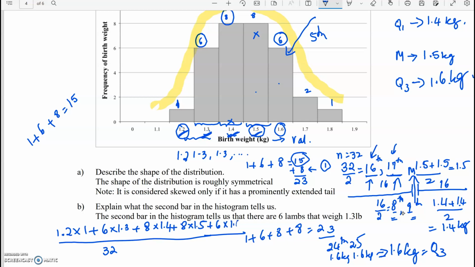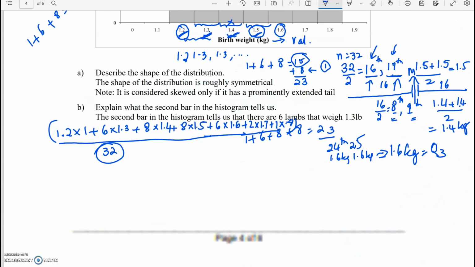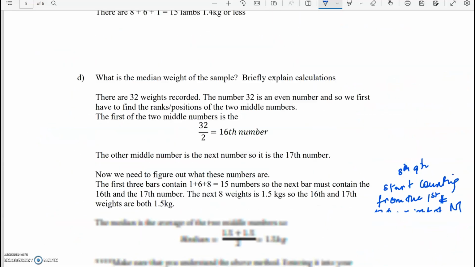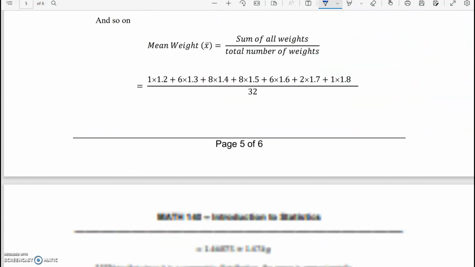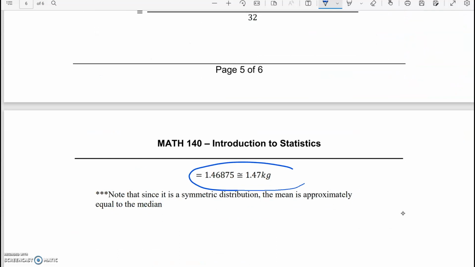6 times 1.6 is the total, plus 2 times 1.7 plus 1 times 1.8. Add all the numbers, put it in parentheses, and divide by the total, which is 32. And the answer is about 1.47 kilograms.